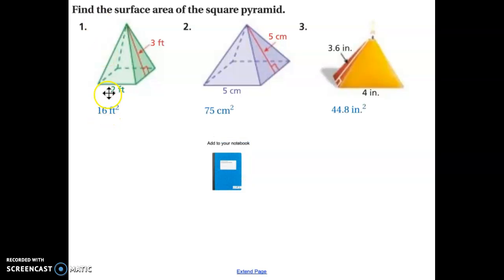All right, so 16 feet squared, 75 centimeters squared, and 44.8 inches squared are the surface areas of these pyramids. And really what we did here was we did 2 times 2, and then we did 2 times 3 divided by 2. So that gives us 3 is the area of all these. 3 times 4 is 12, plus the base is 4, so 12 plus 4 is 16. Hope that makes sense.